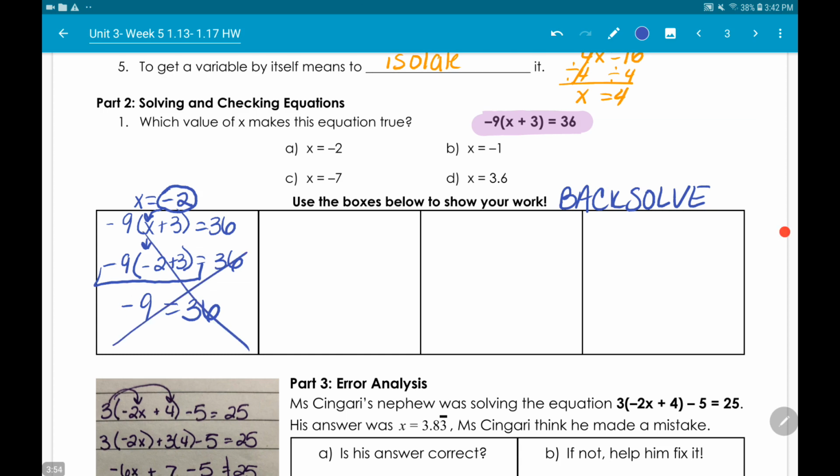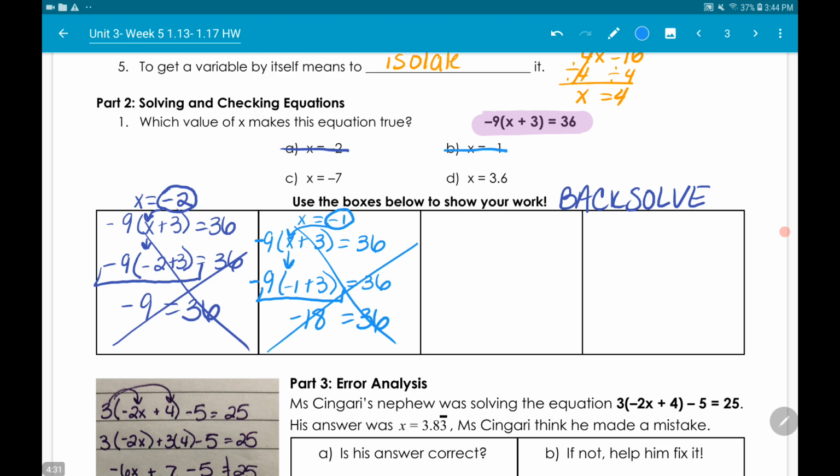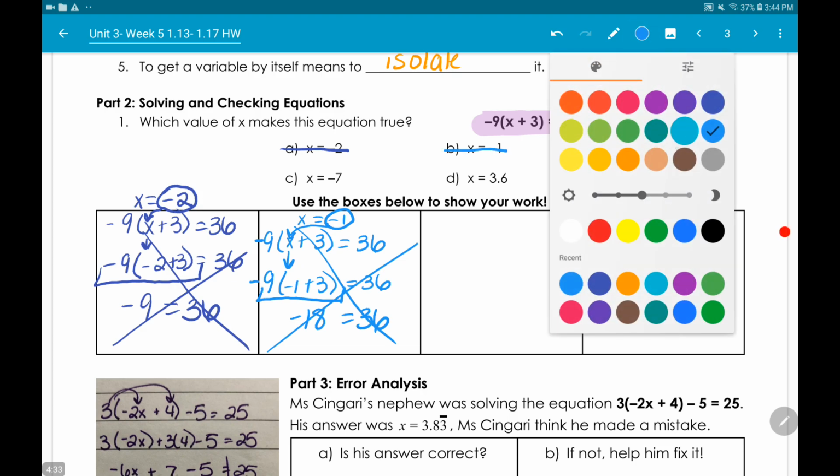So let's try it again now with x equals -1. Okay, so I take my -1 and I'm going to put it where I see an x. Okay, this whole piece can go in my calculator. I just caught a little mistake, guys. This should be a -9 and a -9. And then when I put it in my calculator, I'm going to get -18 equals 36. And that's not right either. It's not balanced.